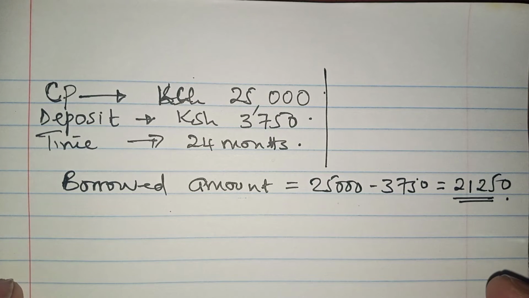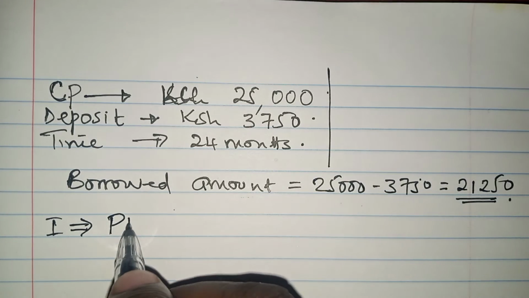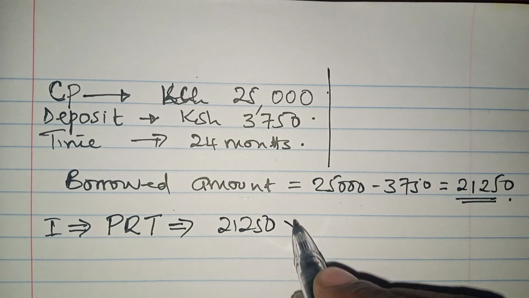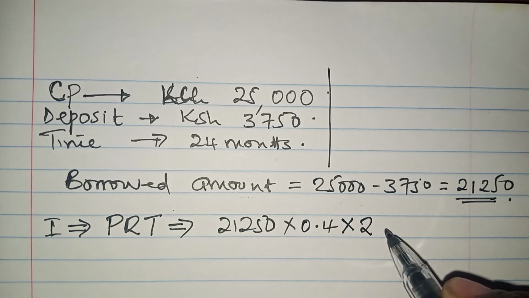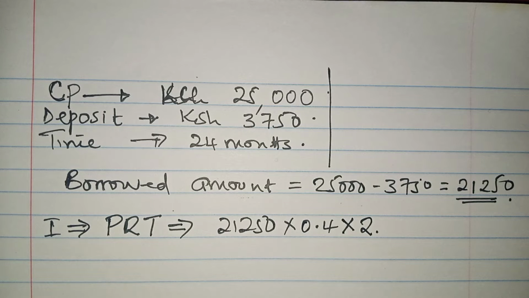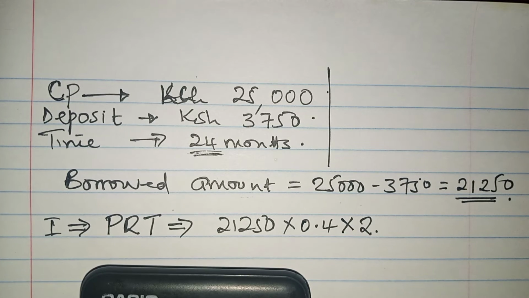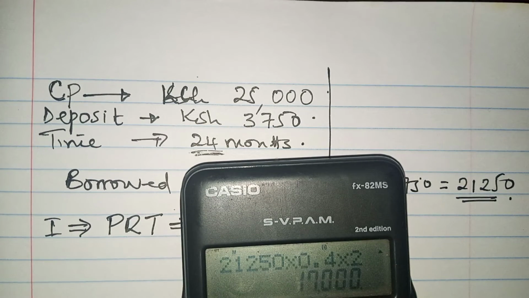Now, this money is going to be charged at simple interest, 40% per annum. And simple interest is principal times rate times time. The principal is 21,250 times rate, which is 40%, 0.4, times the time, which is 2 years, because the interest is charged per annum, and he's going to pay this amount in 24 months, and each year has 12 months. So basically, he's going to take 2 years to fully pay the amount borrowed, of course, with an interest of 40%. So what is the interest? 21,250 times 0.4 times 2, which is 17,000.